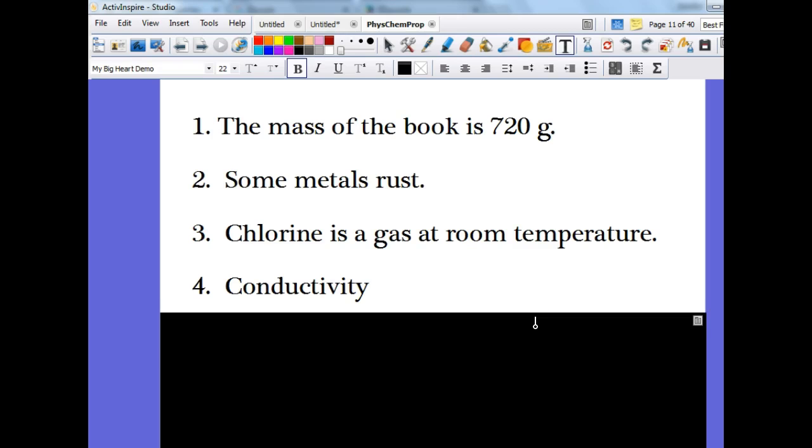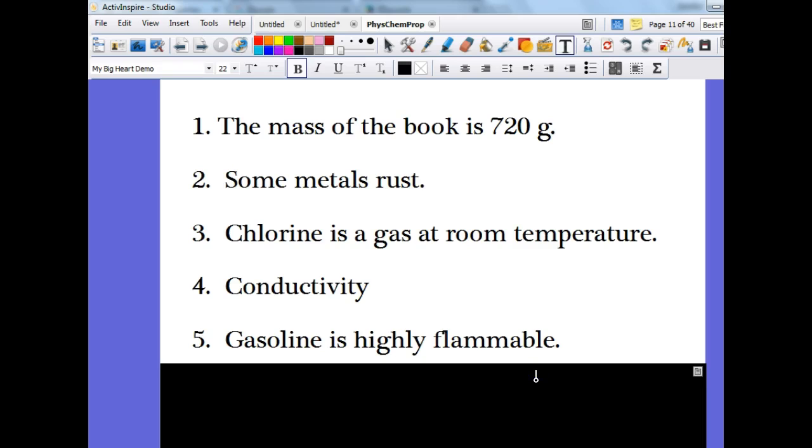Let's do number 5. Gasoline is highly flammable. Is that physical or chemical? What'd you put on this one? Yes, the fact that gasoline catches on fire is a chemical property. Once the gasoline catches on fire, it's been changed chemically. And remember, flammability was the first chemical property that we talked about.